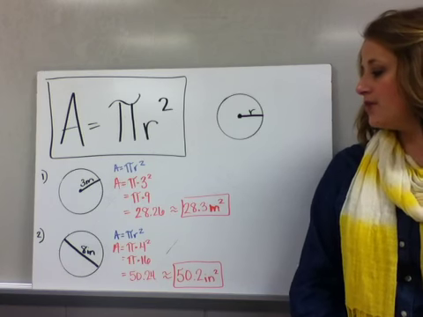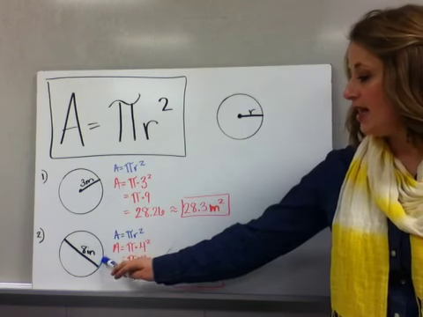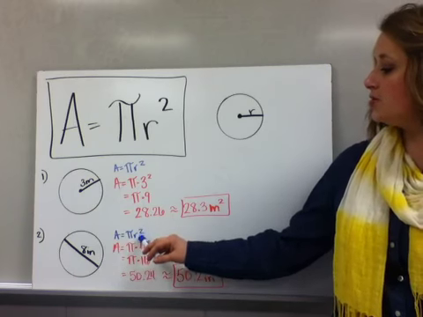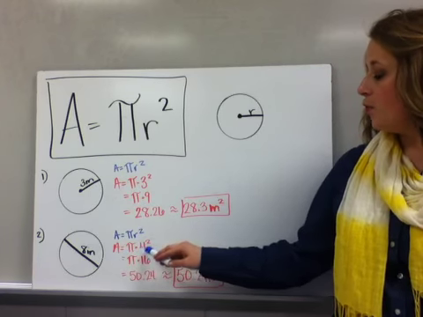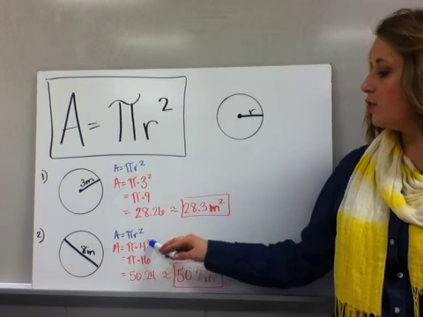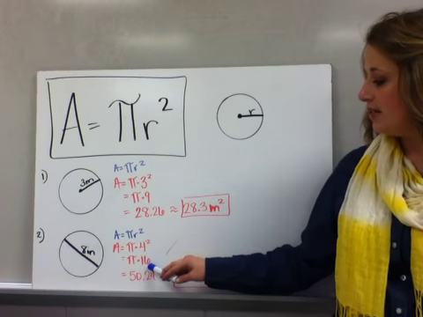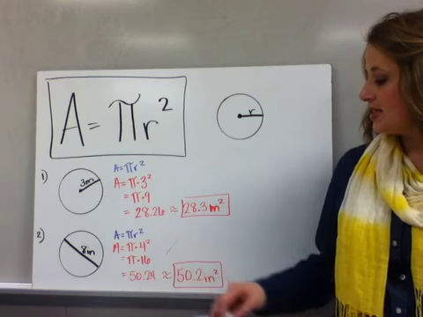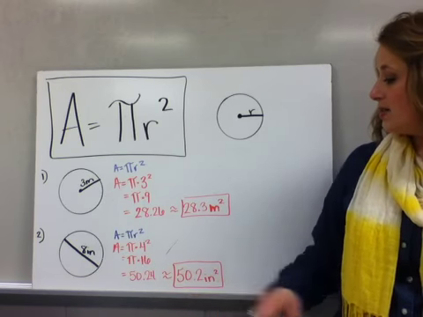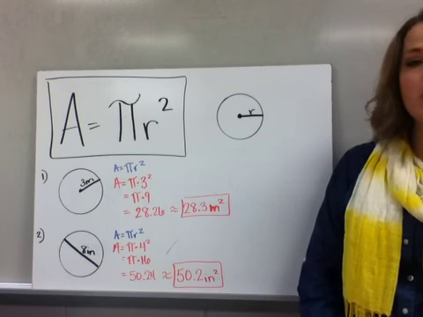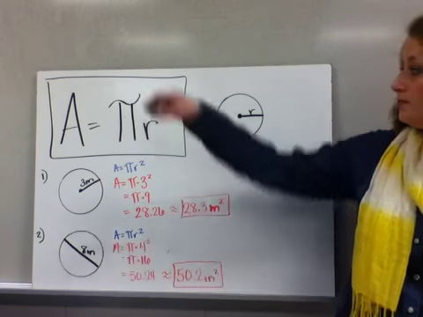For number 3, we're given a circle with a diameter of 8 inches. My formula uses radius, so I have to cut 8 in half, which is 4. So I put 4 into that formula. Pi times 4 squared. 4 squared is 16. Then pi times 16 is 50.24, which rounds to the nearest tenth to 50.2 inches squared.